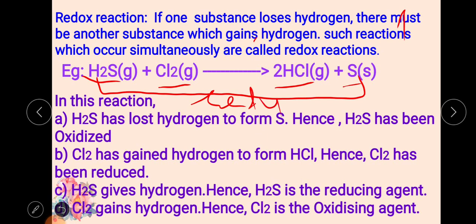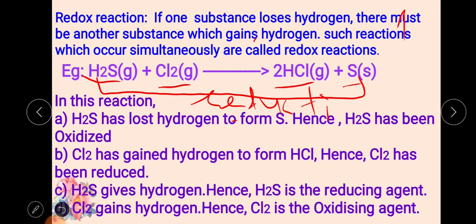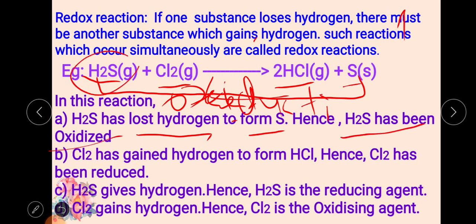So here hydrogen is removed from the sulfur, so it is a reduction. I said in the previous class, addition of oxygen or removal of hydrogen... sorry, it is not reduction, it is oxidation, because addition of oxygen or removal of hydrogen is an oxidation reaction. H2S has lost hydrogen to form sulfur, hence H2S has been oxidized. Not only addition of oxygen, removal of hydrogen is also an oxidation reaction.